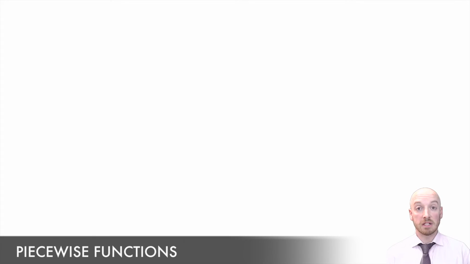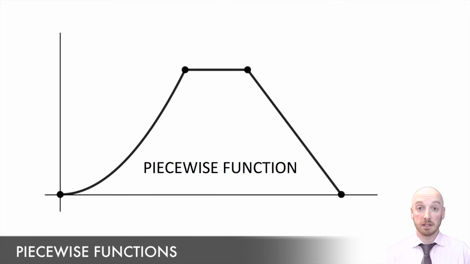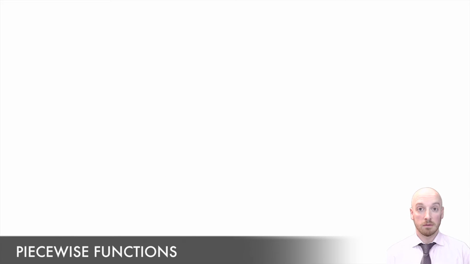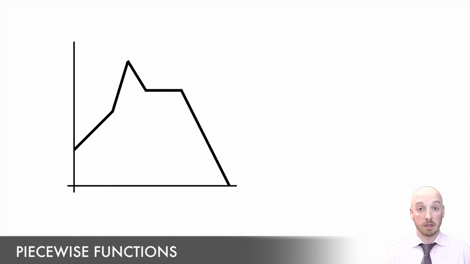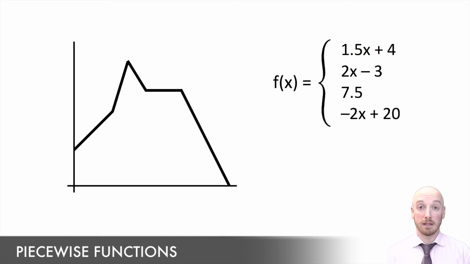Now, when we talk about piecewise functions, what we're talking about are functions that are made up of several pieces of different functions. Piecewise is a pretty clever name in that case, don't you think? So a function that's made up of pieces of other functions is going to be a little bit more confusing than those straightforward functions that we've learned so far. But they're not that bad. It's more confusing in the way the rules are written than it is in the math itself.